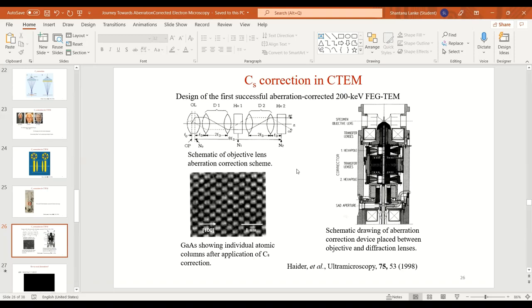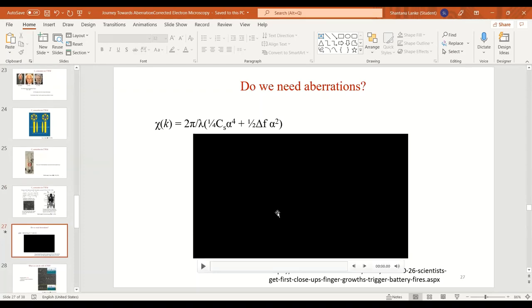At that time, they imaged a gallium arsenide sample. The resolution was not very high in the first aberration-corrected electron microscope, but it was 1.2 angstroms, and the atomic spacing between this gallium and arsenic is 1.4 angstroms. So you can see that you can easily resolve this 1.4 angstrom atomic spacing. And I have a small video here to show you.